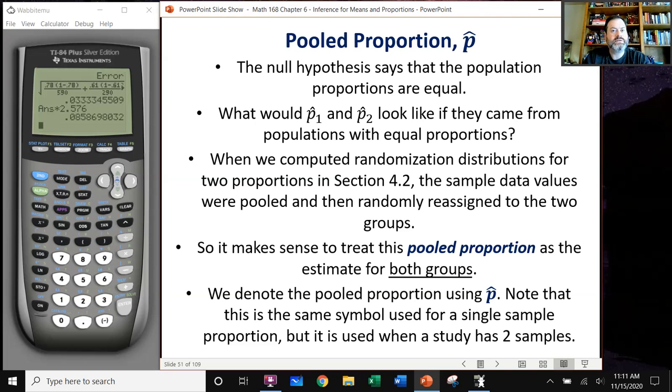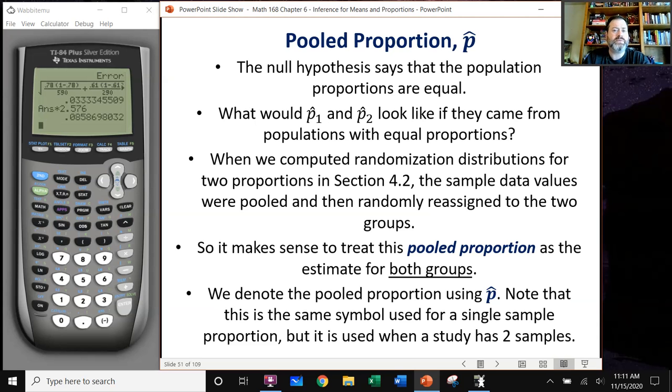In other words, when we're using the formula for the standard error, do we want to use p hat 1 and p hat 2? Or do we want to use a version of p hat 1 and p hat 2 that would be more representative of what they would look like if they came from the same populations? Or if they came from populations with equal proportions.